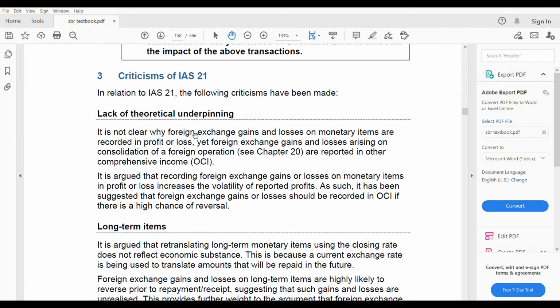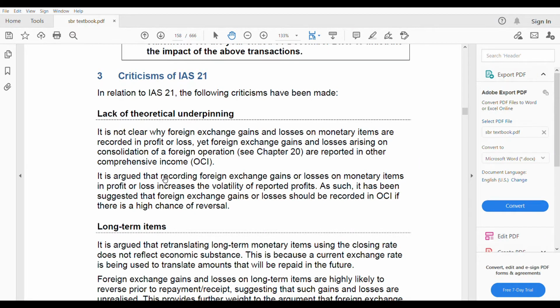It is not clear why foreign exchange gains and losses on monetary items are recorded in profit and loss, and yet foreign exchange gains and losses arising on consolidation of a foreign operation are reported under OCI. You see, for an individual transaction, it is profit and loss, but when it comes to consolidation of a foreign operation, gains and losses are reported in OCI. It's not clear, right? Why it's in one place for this and another place for that.